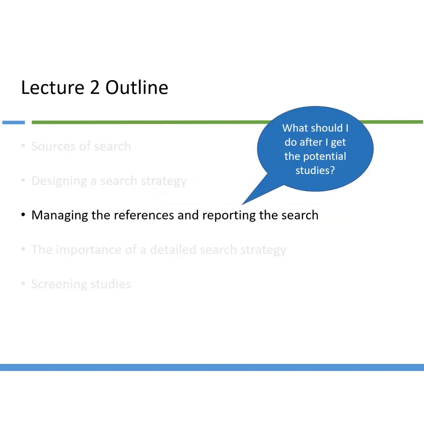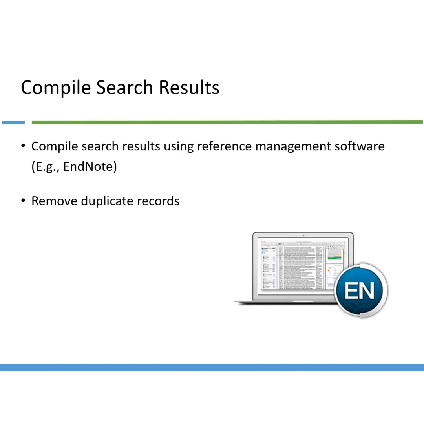So after running the search and exporting the data, for example in Excel, you need to manage them, putting them in a reference manager, or you can use something as simple as Excel, by the way. One of these reference managers, EndNote, can be useful in removing duplicates, especially if you're searching OVID and Google Scholar and you get results from different places. So a reference manager can help you remove duplicates.